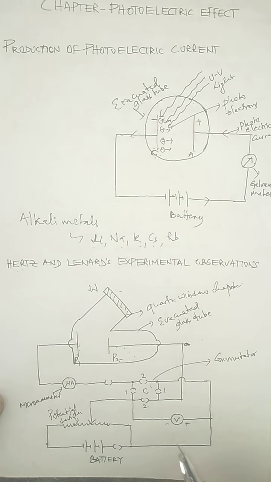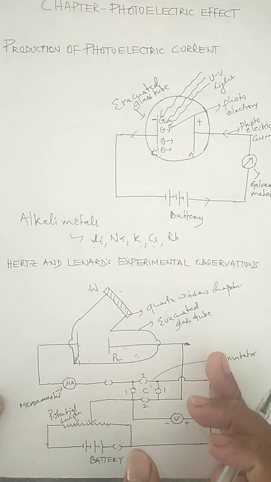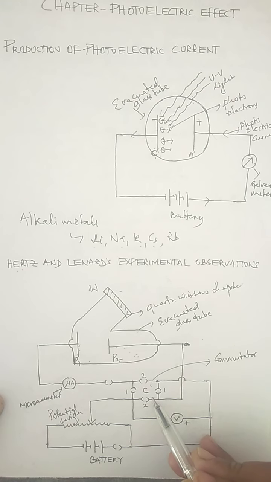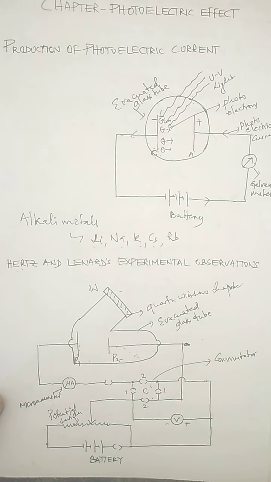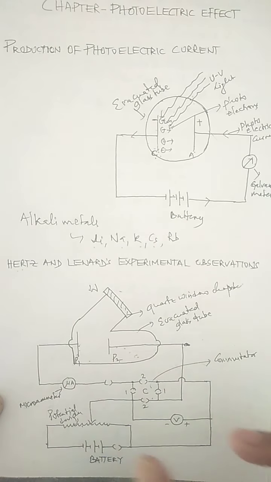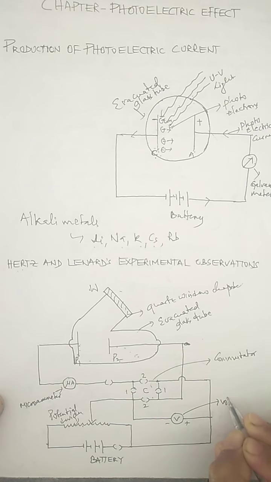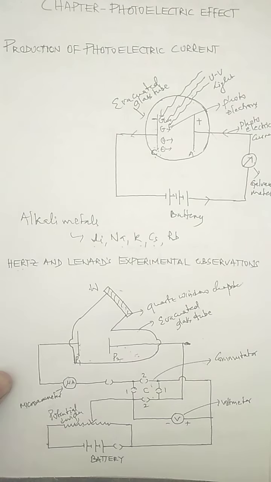So children, through this arrangement, the potential difference that is maintained between the plates can be varied, and the direction of the potential difference can also be changed with the help of the potential divider and the commutator. At the same time, how much potential difference is maintained across the two plates is measured by this device called the voltmeter. So every instrument that we use in the circuit has its own important role.